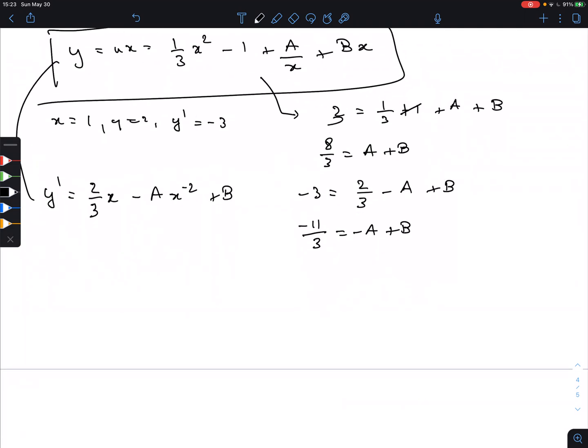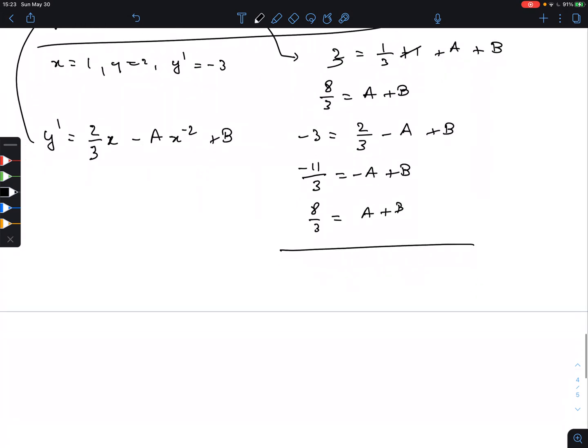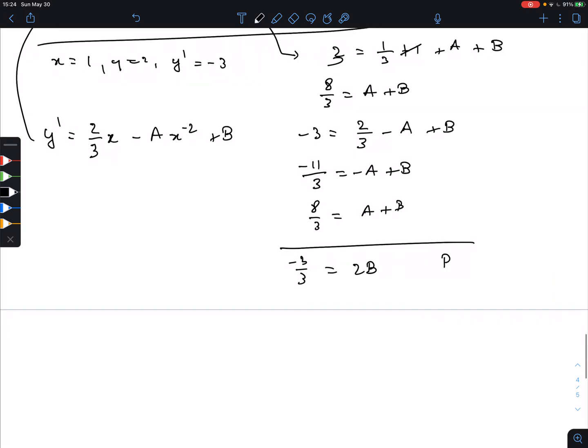Okay, so we have our two equations here. Let me write the other one underneath of it, a plus b. A good thing is to add them. So minus 11/3 plus 8/3 is minus 3/3, which is actually negative 1. The a's cancel and we get 2b, so we see that b is minus a half. And once I know that, I know what a is. I can plug it in here, for instance. So 8/3 is a minus a half, so that becomes a half here.